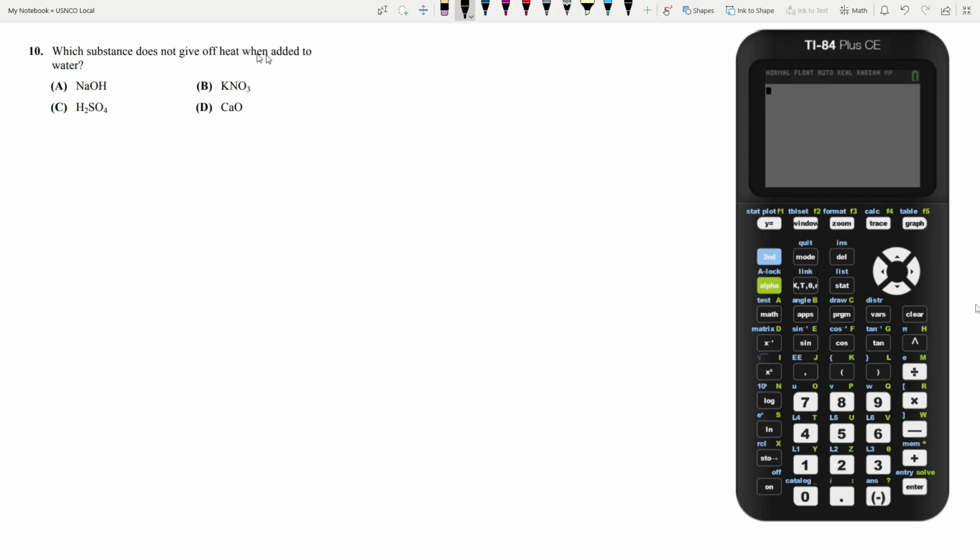Let's move on to question 10. Which substance does not give off heat when added to water? So if you've done experiments, you would know that your two major culprits are going to be sodium hydroxide and sulfuric acid. These are very well-known exothermic reactions. They release a lot of heat. And calcium oxide, you may know that too, is also very exothermic. KMnO3 is endothermic. But if you didn't know that from an experimental standpoint and you were kind of shooting in the dark, here's a little trick.